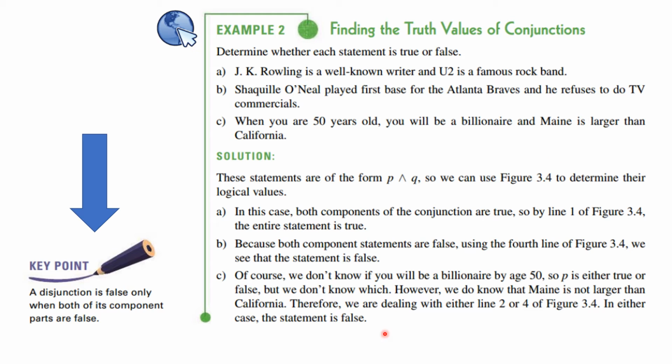We're now going to turn our attention to disjunction. And we're going to find that a disjunction is false only when both of its component parts are false. Again, you're memorizing this.